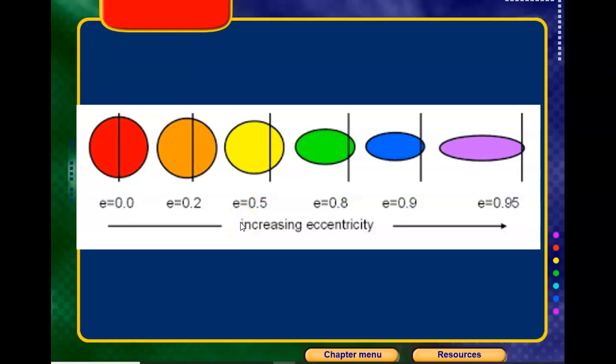So just examples here. Perfect circle, eccentricity of 0. It gets a little bit longer. It's 0.2, 0.5, 0.8, 0.9, 0.95. If it gets to be an eccentricity of 1, it's basically a line.